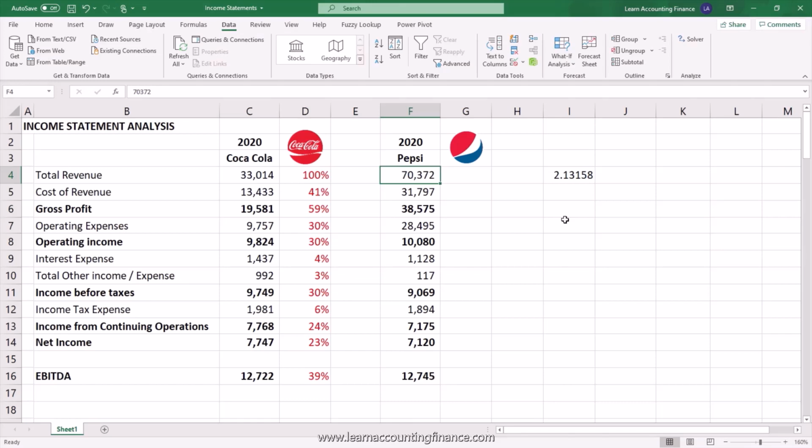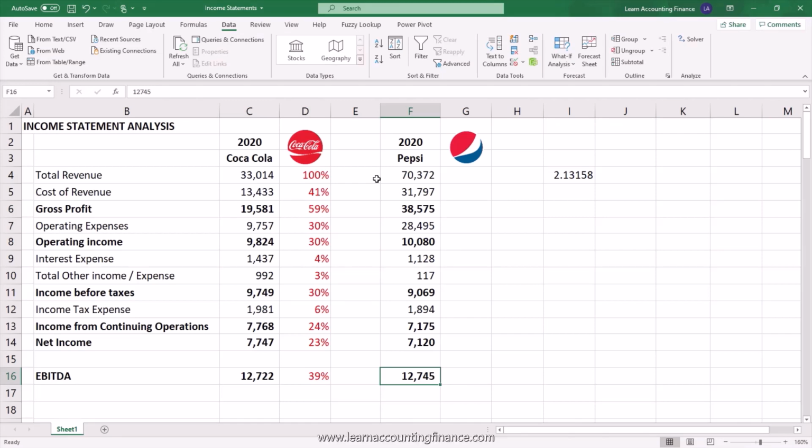The second thing, as I mentioned, is that when I look at income statements, I look at the top line and the bottom line, which is EBITDA in this case. You see that their EBITDA are pretty much the same. Despite having 2.13 times higher revenue, Pepsi's EBITDA is the same as Coca-Cola's for the year 2020. So it means their profitability is much less than Coca-Cola's.